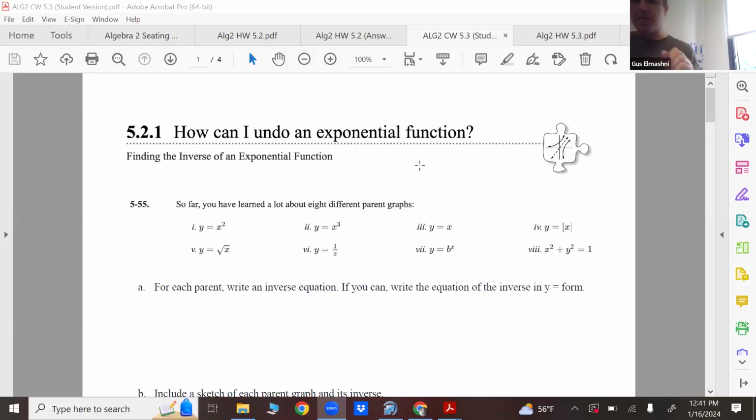Okay, so how can I undo an exponential function? This is the main thing we're talking about today. And it's going to involve something called a logarithm. But first off, we got to talk about inverses, right?